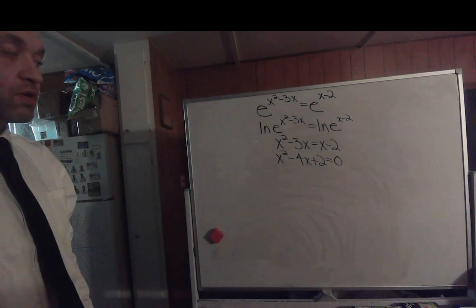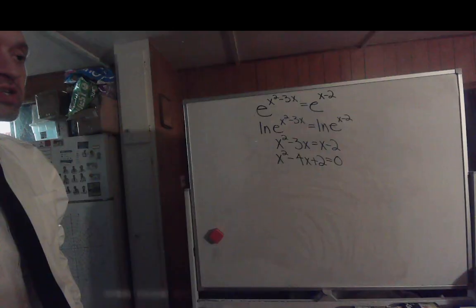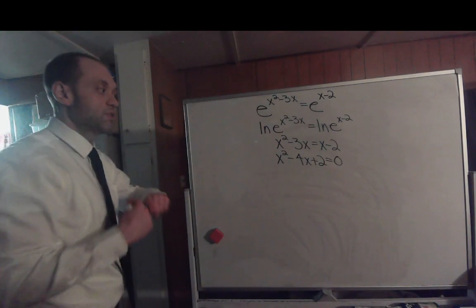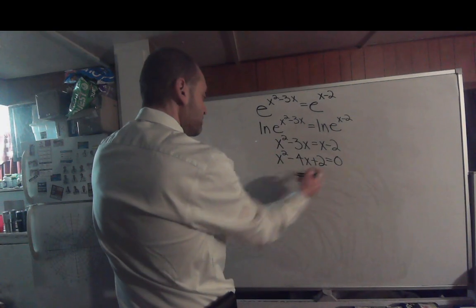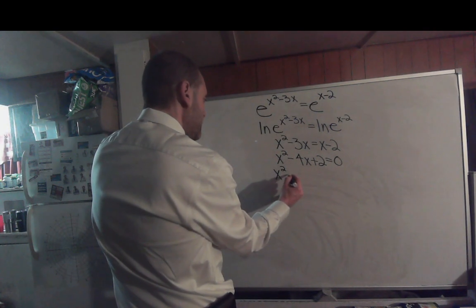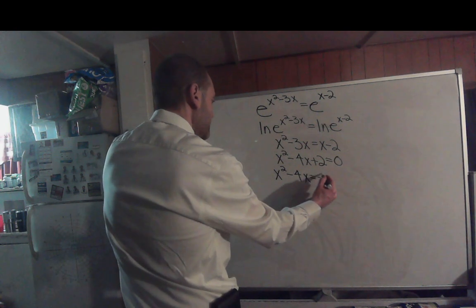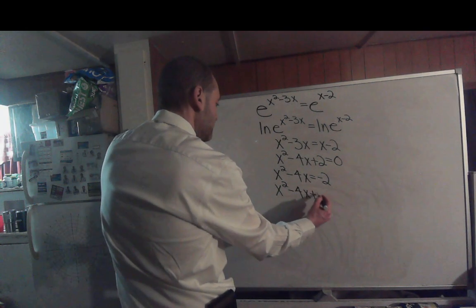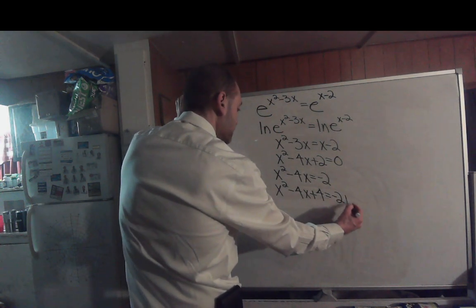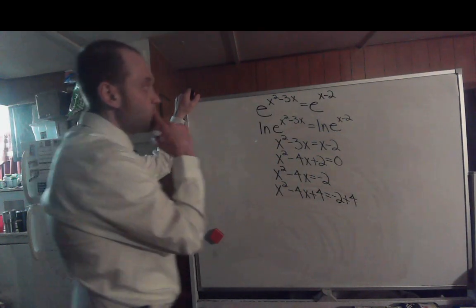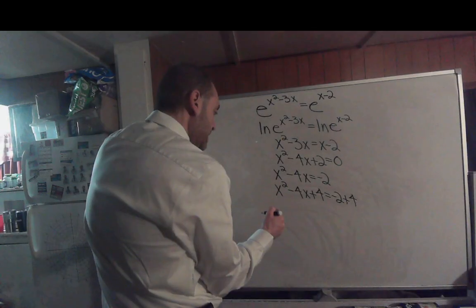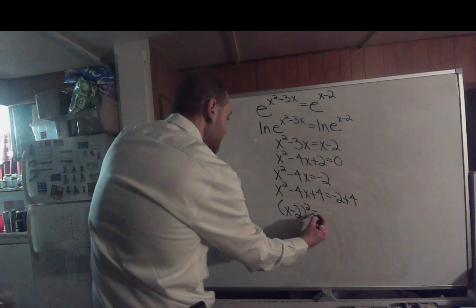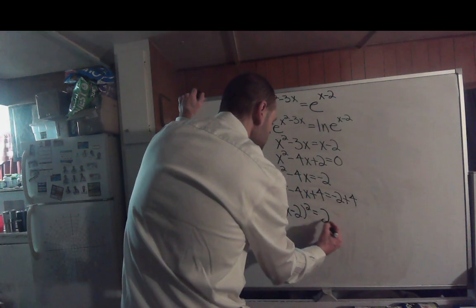Well, sadly, this isn't going to factor. It just isn't going to factor. So what I would suggest is we use the method of completing the square to solve this. So let's make this x squared minus 4x equals negative 2, which would turn into x squared minus 4x plus 4 equals negative 2 plus 4. So then you would end up getting the quantity of x minus 2 squared equals positive 2.